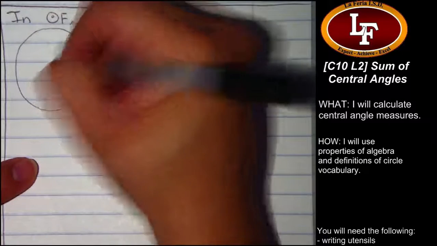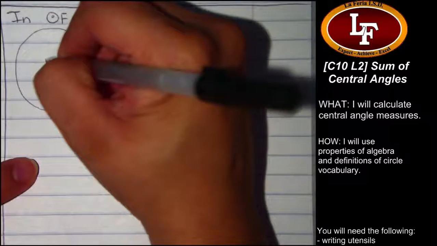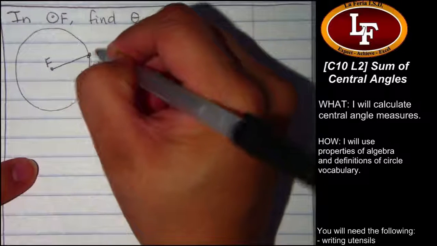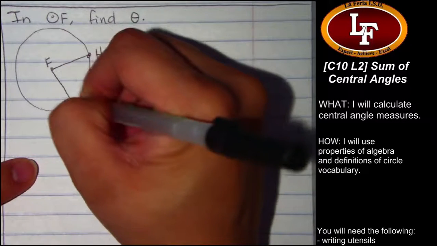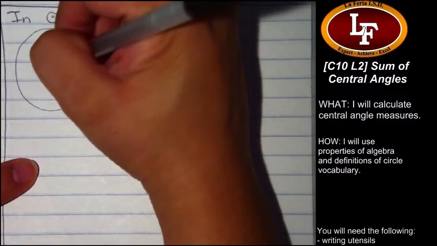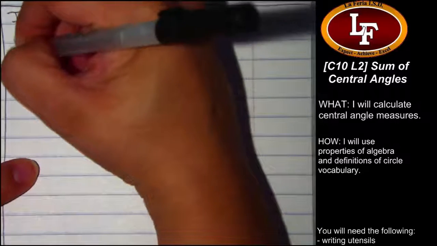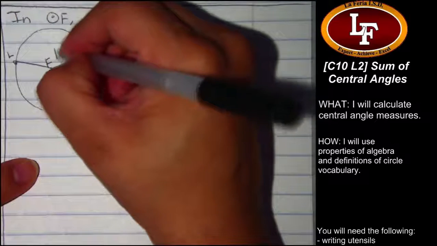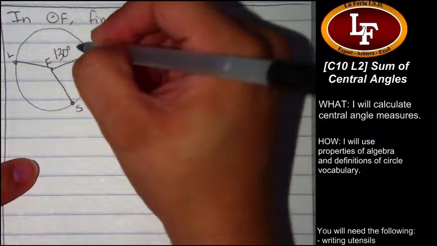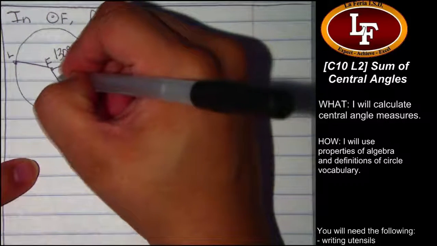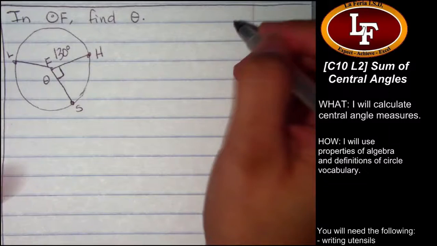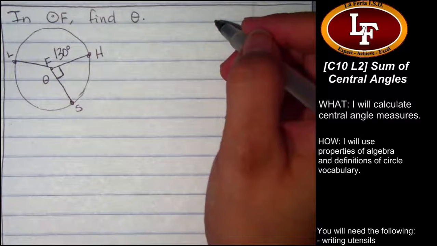Its center is F because that was given. And then from there, a bunch of radii. I'm going to name my radii different letters. And now I'm going to plug in, let's say, the 130. Make this one a right angle, even though I know it doesn't look it, but we're going to mark it that way. Then this value here will be theta.